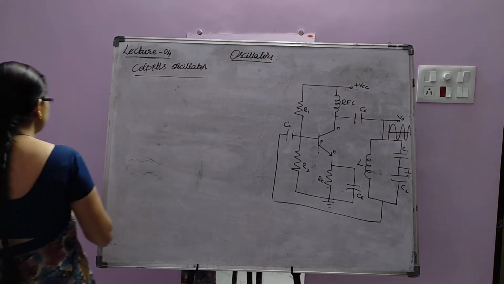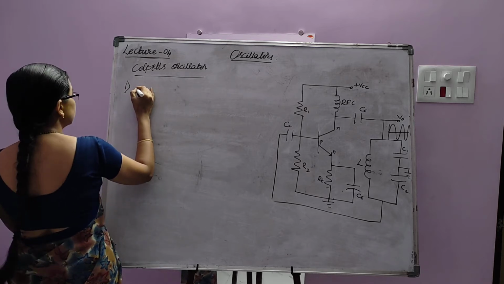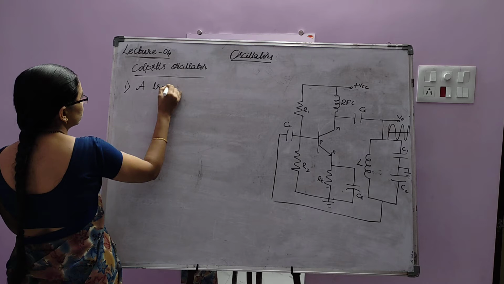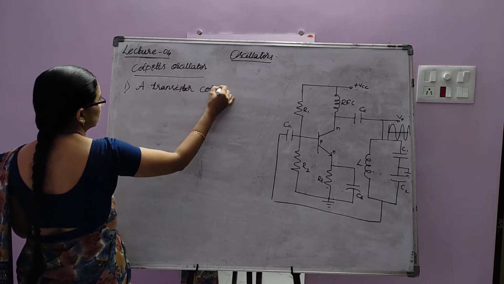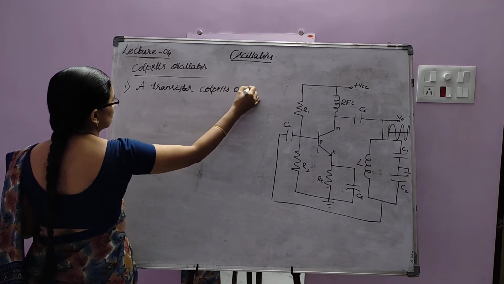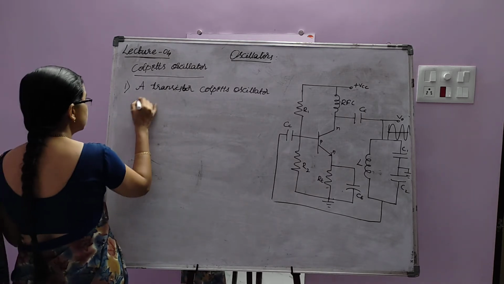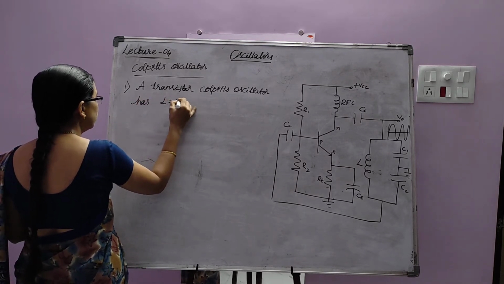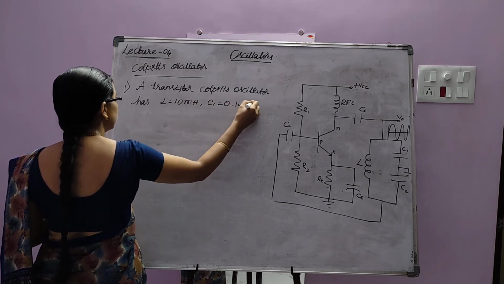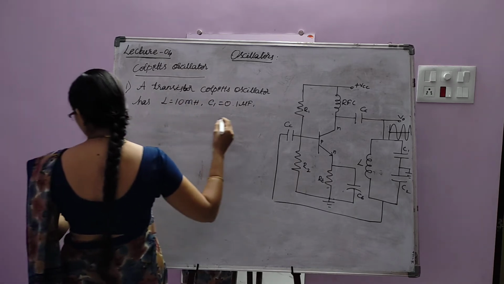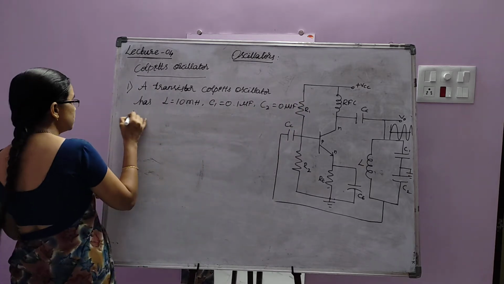Let us solve some problems on Colpitts oscillator. Write down the problem. A transistor Colpitts oscillator has L equal to 10 millihenry, C1 equal to 0.1 microfarad, C2 equal to 0.1 microfarad. Determine the frequency of oscillations.